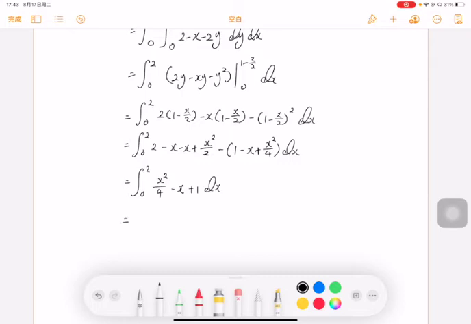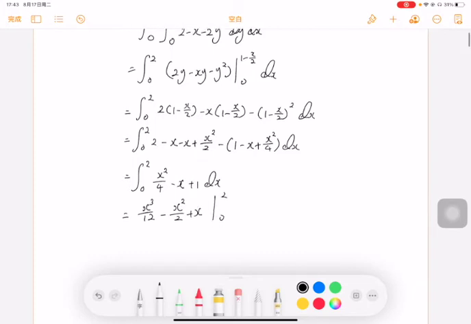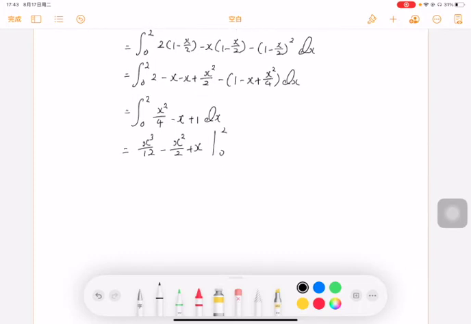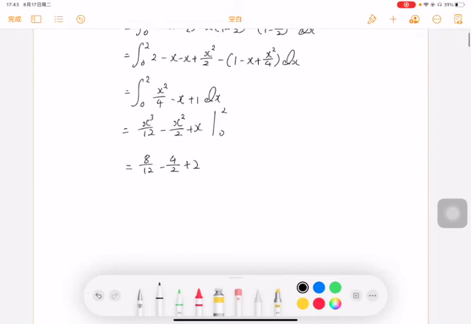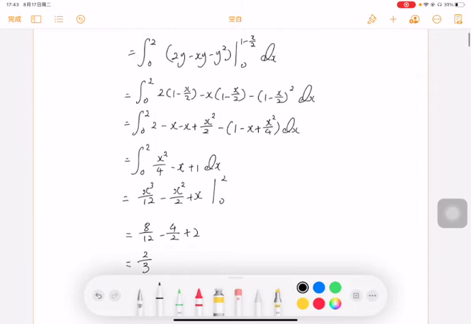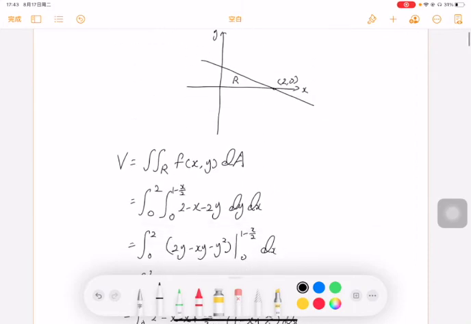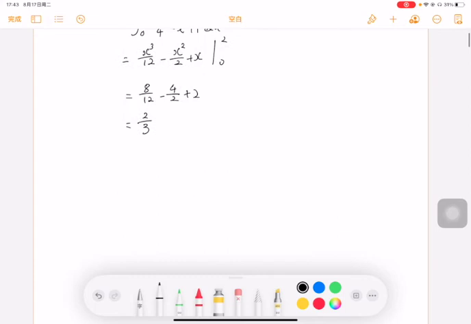The antiderivative is x cubed over 12 minus x squared over 2 plus x, and then evaluate it from 0 to 2. Once again, plug in 0, you get 0, so you only have to plug in 2. You get 8 over 12 minus 4 over 2 plus 2. Now 4 over 2 is just 2, so it's minus 2 plus 2, so they cancel out, and you're left with 8 over 12, which can be simplified to 2 over 3. Therefore, the volume of the solid is 2 over 3.